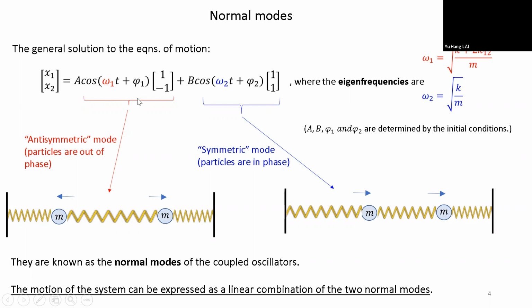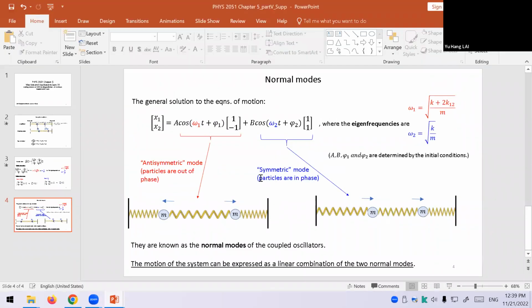Then you can figure out this A, this phi1, this B, and this phi2. If you set up the initial condition appropriately, you should be able to make A non-zero and B zero, or the other way around. But in general, it can be a combination of the two modes. So this is one physics example, which you'll learn again soon.